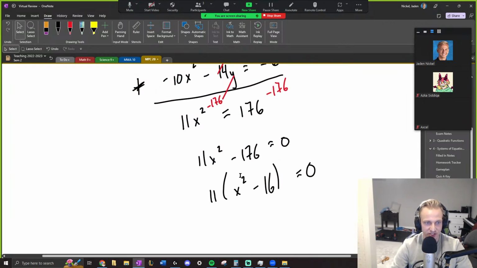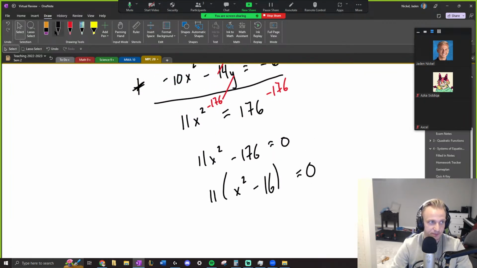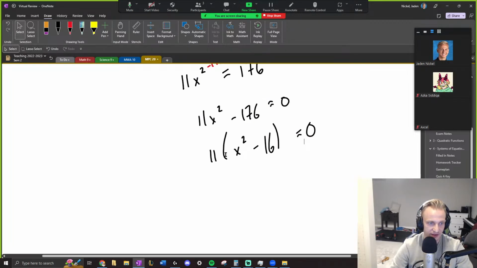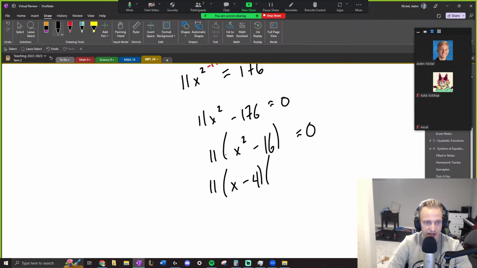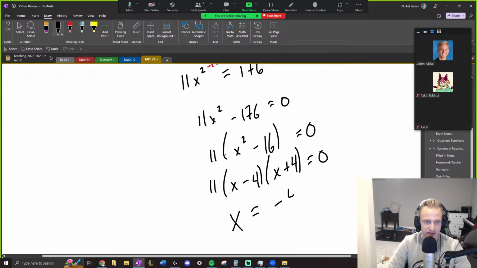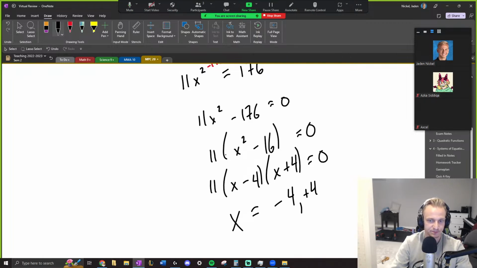The reason this is a good question is because when you start factoring this out, once you factor the 11 out, you'd think you're done, but this inside is a difference of squares. So it's x minus 4 and x plus 4 is equal to 0. So then we have two solutions for x. Negative 4 and positive 4 would be our two solutions.